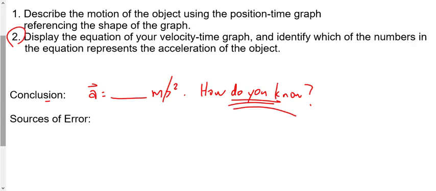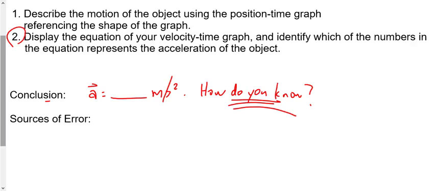Don't list human error. Don't say we made a mistake while we were doing this. If you made a mistake while doing this, then fix it. Don't list that as a source of error. Sources of error are things that aren't your fault. Got it? Things that aren't your fault.